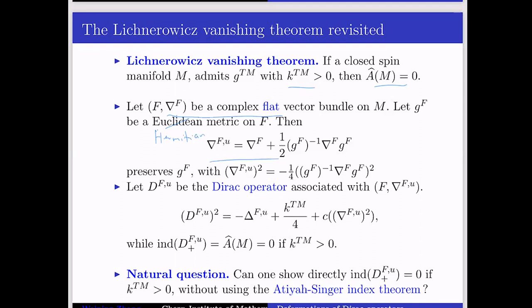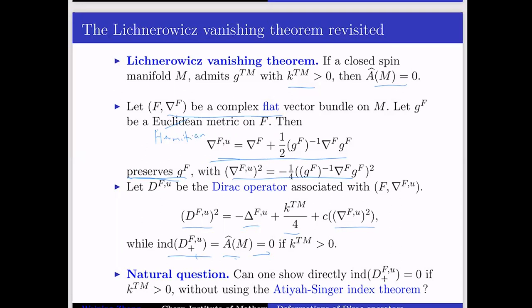Then you can do this operation to get a metric. The unitary connection is preserved by the metric, but its curvature is non-zero. And so by Lichnerowicz's formula, D squared would equal the Laplacian plus scalar curvature plus this curvature term. Of course, by the index theorem, this twisted index is still equal to the A-hat genus, which equals zero by Lichnerowicz's formula. But the direct proof of this being zero would be missing.